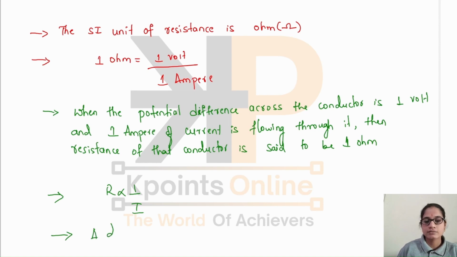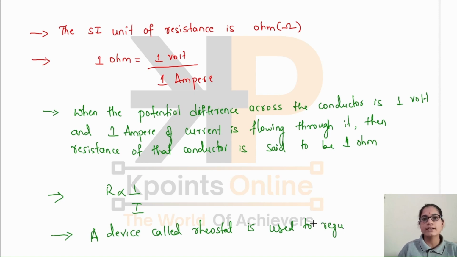A device called rheostat is used to regulate the current, which means to alter the current. By changing the resistance, we can change the amount of current flowing through the electrical circuit. For this, we are using the device called a rheostat, which will regulate the current.